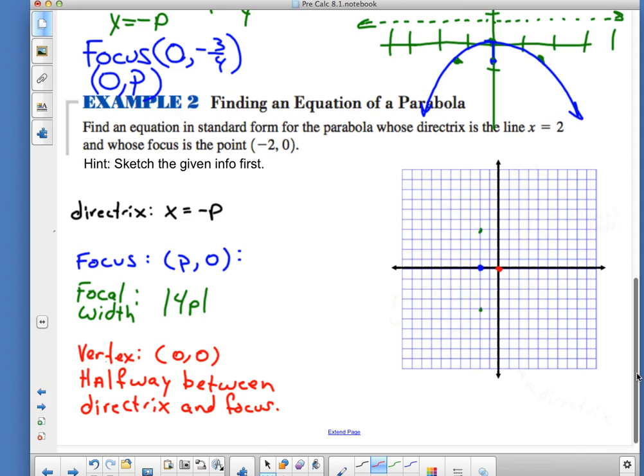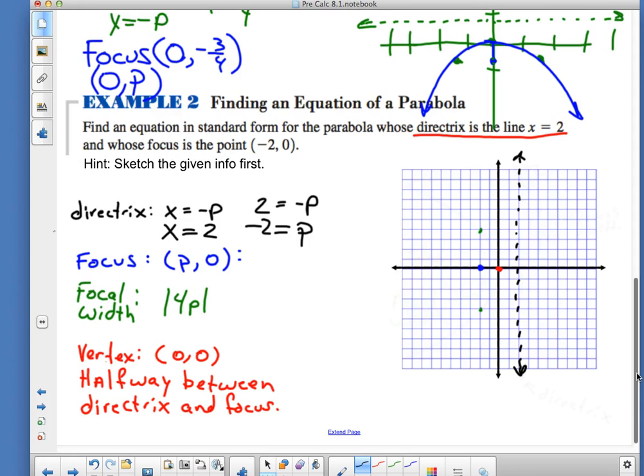So find the equation in standard form for the parabola whose directrix is the line x equals 2. So I've got a directrix, line x equals 2. So since I know x is equal to 2, I now know that my P really is -2. Are you okay with that? According to the fact that my directrix has to be the opposite of P. So if I'm sitting across here, I got a directrix at x equals 2, and I've got this line coming through here.